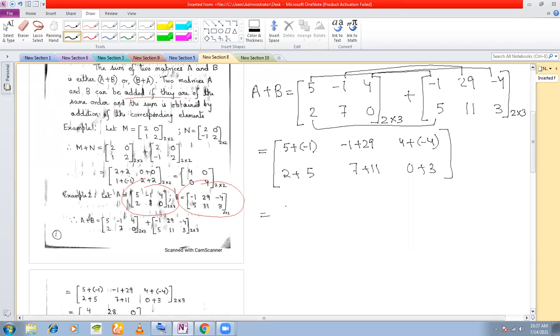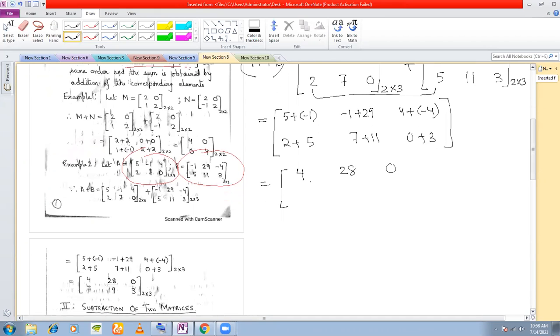Okay, so your matrix A plus B that you are getting here, this is the matrix A plus B. 5, minus 1, 4, and this is 7, this is 18, and this is 3. 11 plus 7 is 18. I think you should change this to 18. This is a mistake here.